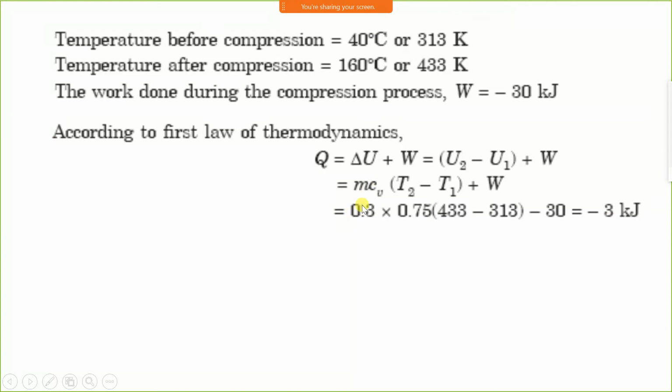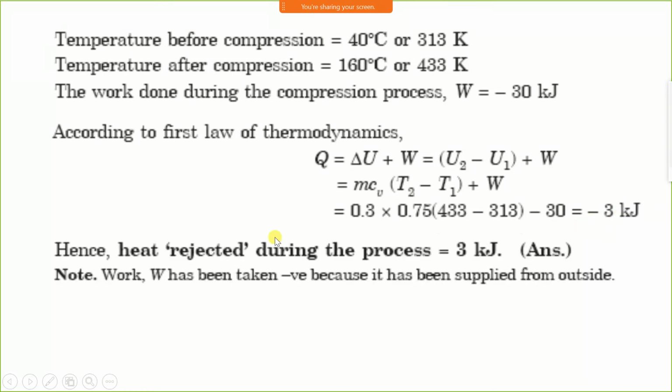Mass is 0.3, Cv is 0.75, temperature T2 is 433, T1 is 313, and work done is minus 30. Therefore, Q is minus 3 kilojoule. That is heat rejected. Hence, the heat rejected during the process is 3 kilojoule. Note, work W has been taken negative because work has been supplied from outside.